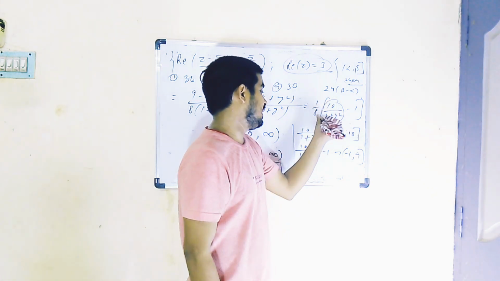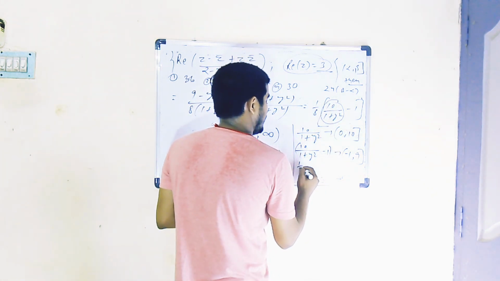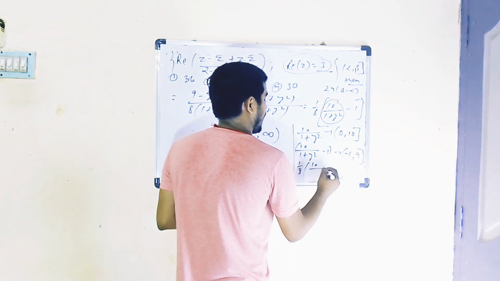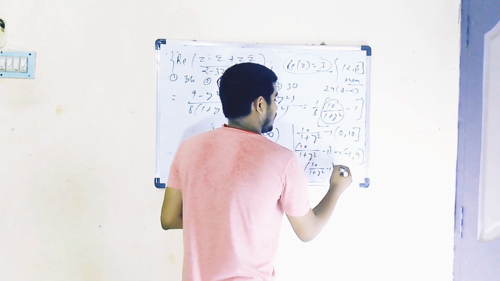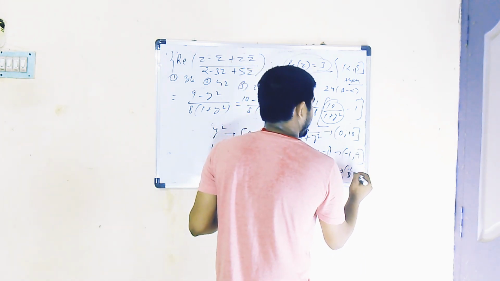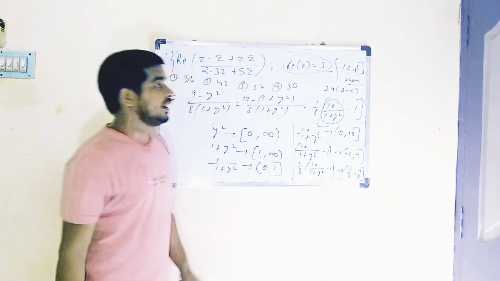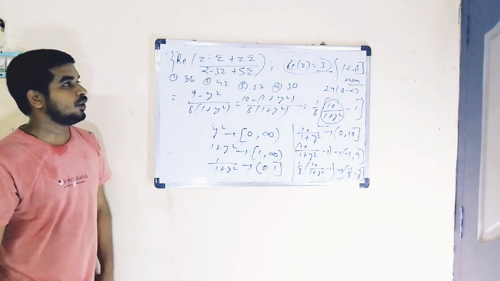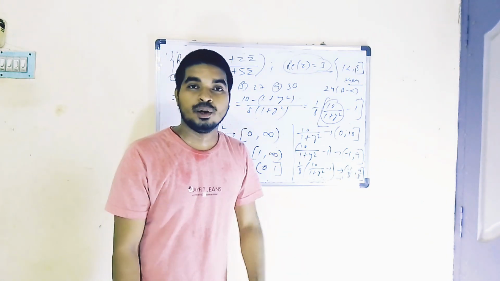If I ask you 1 by 8 of 10 by 1 plus y square minus 1, what value will come? Can you tell me? It will be minus 1 by 8 to 9 by 8, open to close. Do you agree?